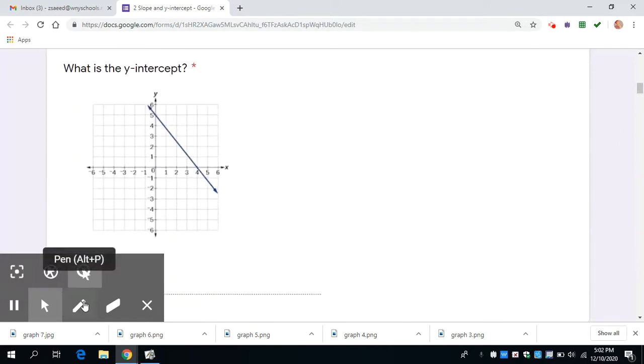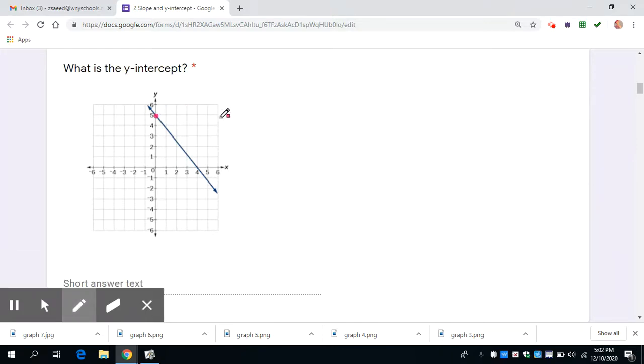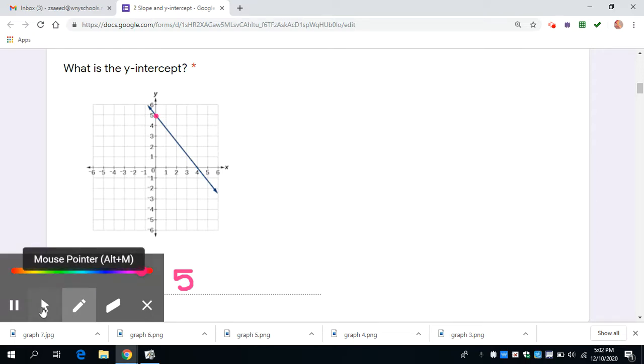What is the y-intercept? So again, you have this point right here. This one is your y-intercept. So 5, just literally type in the number 5 alone. That's your y-intercept. That is the answer. That's how I want it. All right, that goes for all of them.